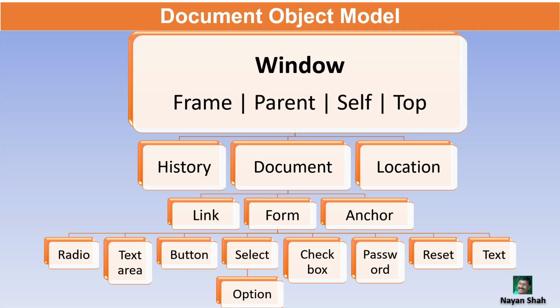In the document, there can again be three things with which the user can have some interaction or activity. A document can have a link, a document can have a form, a document can have an anchor.